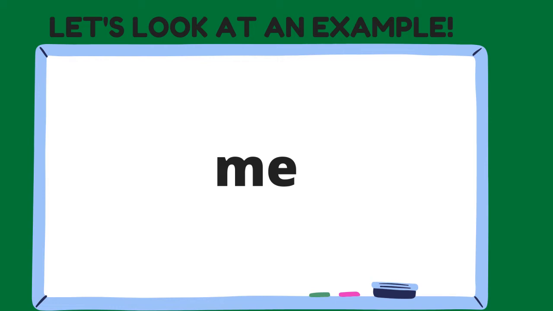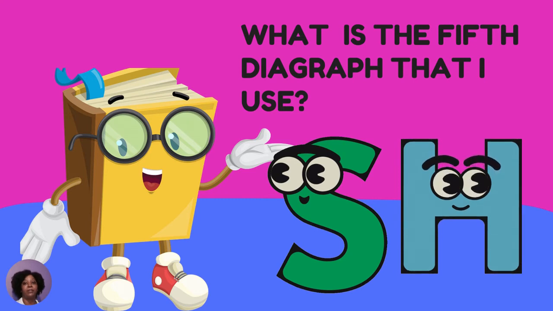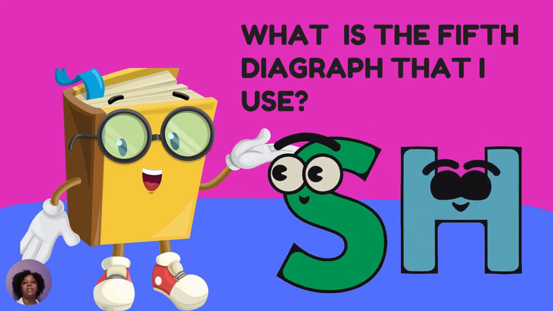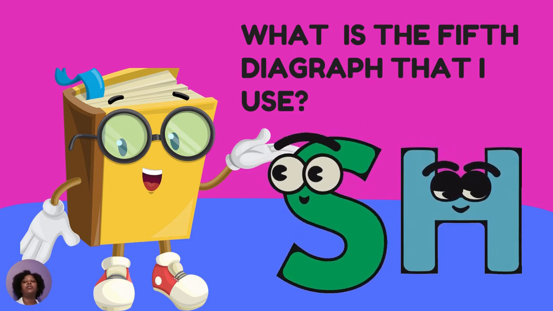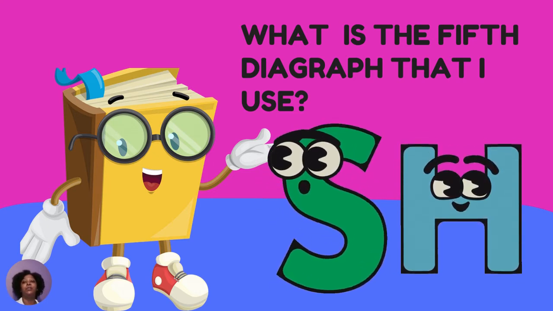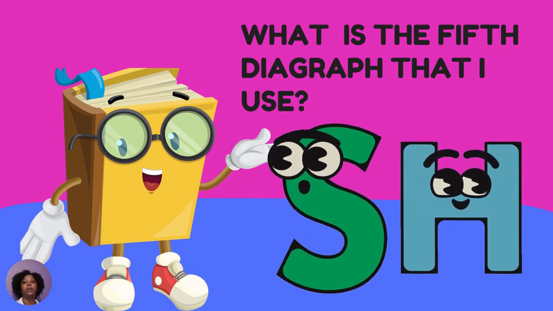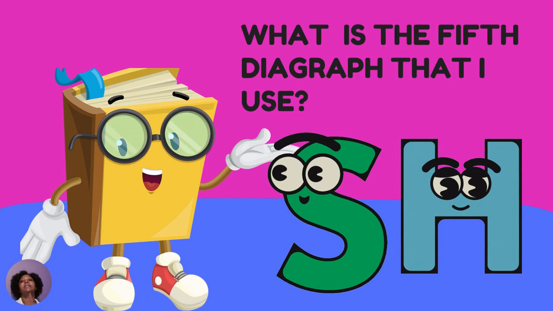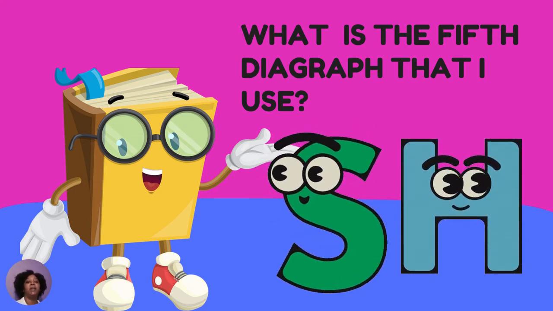Now let's look at a digraph that I've mentioned while I'm teaching about silent E. And of course, you heard me make that sound. It's actually S and H make the sound sh. I will tell students to remember this sound is just as if you're telling someone to be quiet. The sound you would make when you want someone to be quiet. Shh. So that's the same sound S and H make.